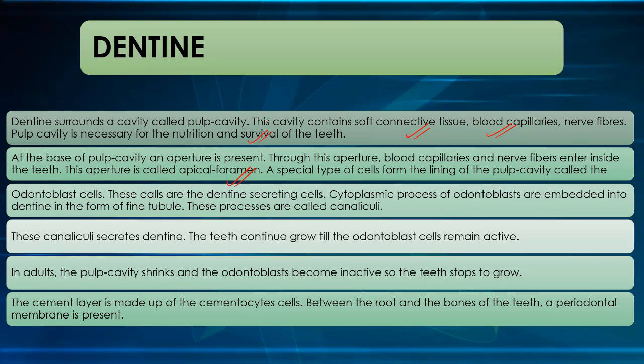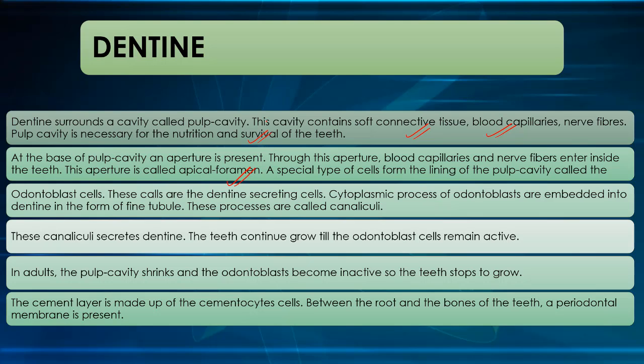A special type of cells forming the lining of the pulp cavity are called odontoblast cells. These odontoblast cells help to secrete the dentine. Cytoplasmic processes of odontoblasts are embedded into dentine in the form of fine tubules. These are known as what? Canaliculi. So the odontoblast cells have finger-like cytoplasmic projections embedded in dentine, forming fine tubules, and these processes are known as canaliculi.